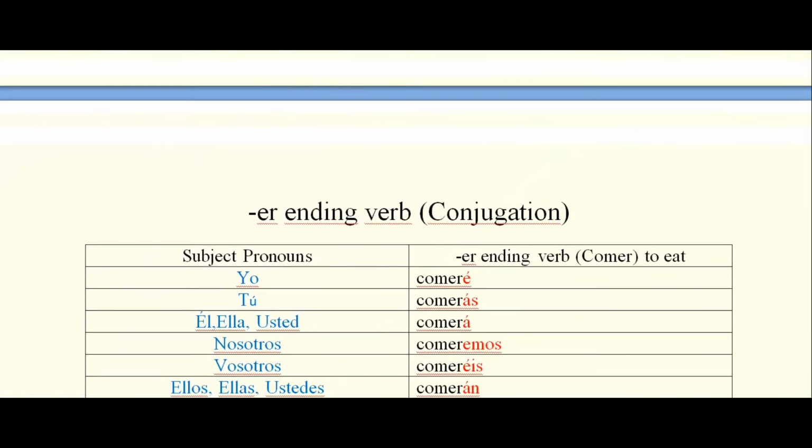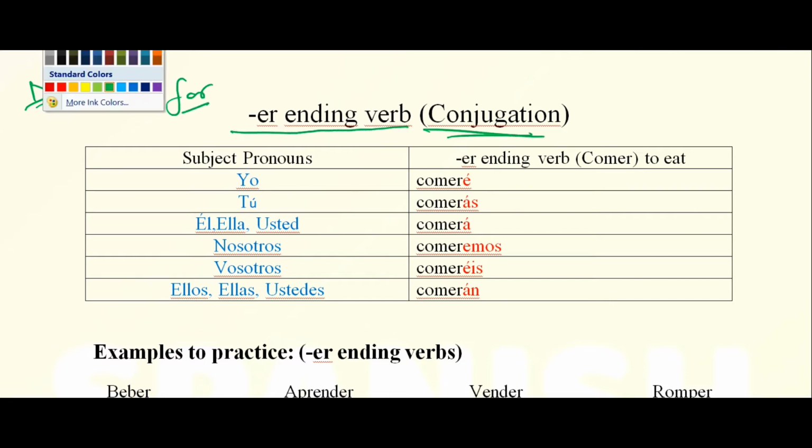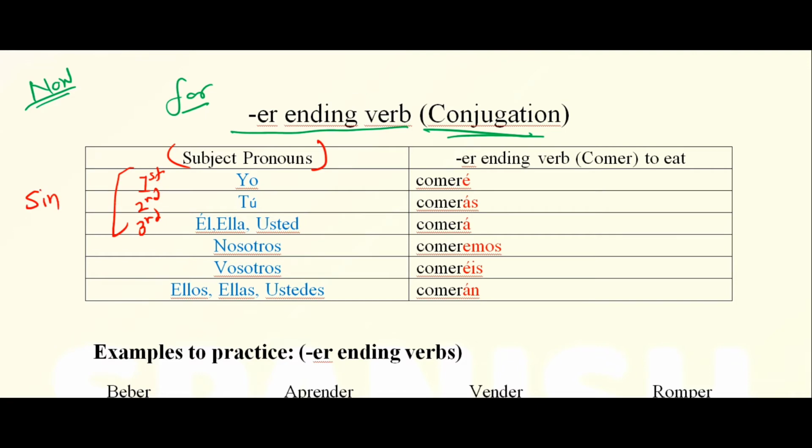Now, another category, that is ER ending verbs in Spanish. So in the future tense, how to conjugate, let's see. Now we know about subject pronouns. Subject pronouns means first, second, third person singular and first, second, third person plural. That means there will be 6 conjugations. I have taken comer as an ER ending verb. It means to eat.